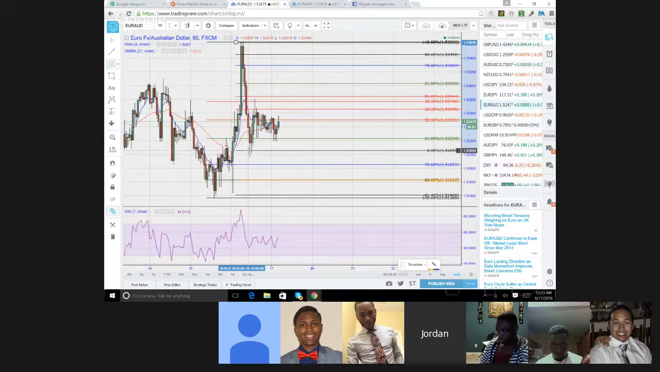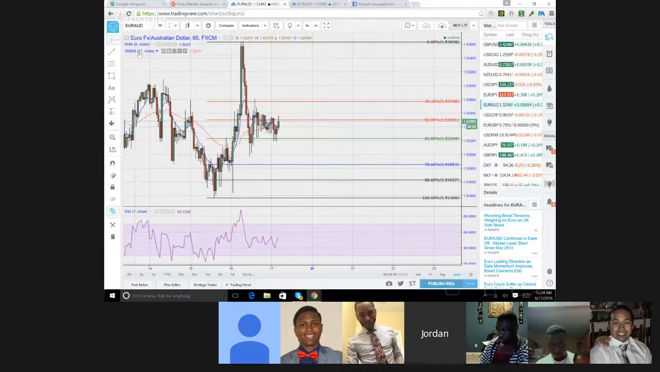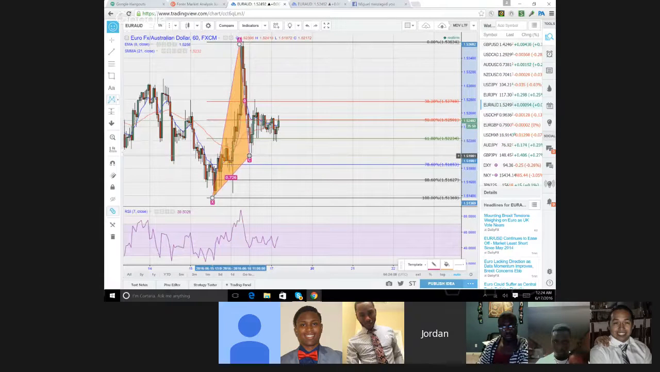The price did come and touch at least our 38.2. So what we have here is a potential Gartley. We got our X leg. We got our A leg. We got our B leg back down into here. We have a C leg of this wick.